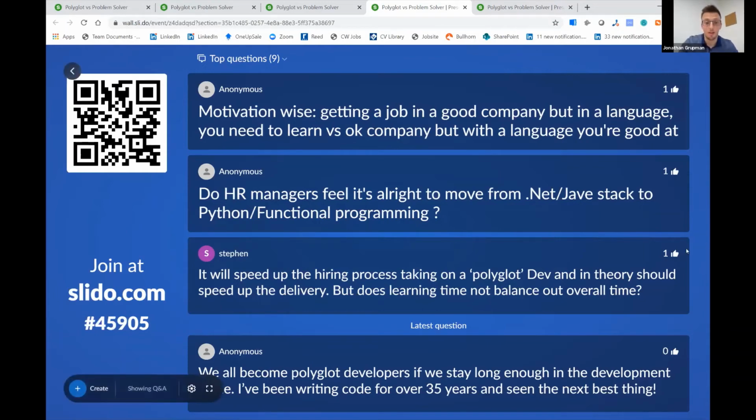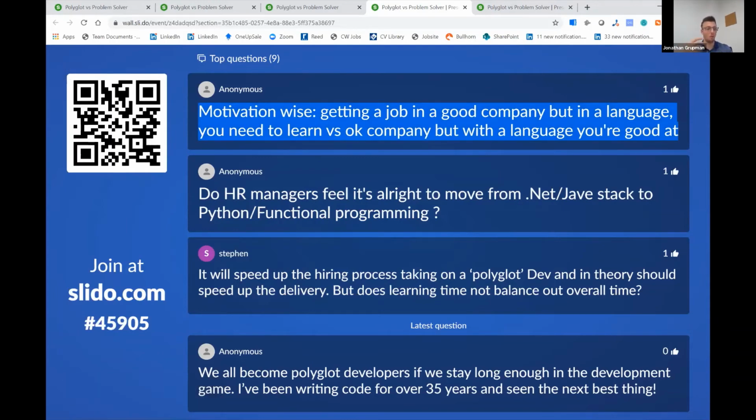That's definitely good. I guess, just moving on to a couple of other points I had on the questions. So first one then, motivation wise, what would your thoughts be on getting a job in a good company but in a language you need to learn, or an okay company with a language you're good at? So I guess what's your preference been on that?